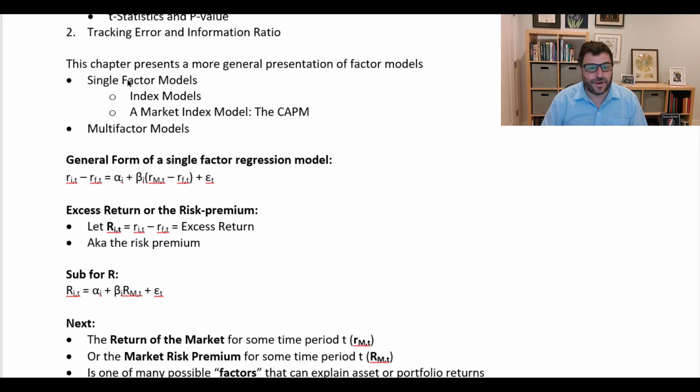Again, we've talked about a single factor model. There are multi-factor models. We'll get to those in chapter 10. A single factor model, if that factor is an index, it's an index model. And if it's the market index, then it's the CAPM.